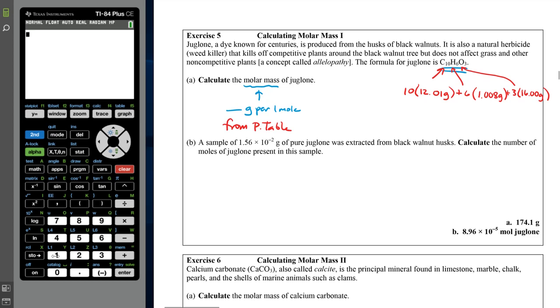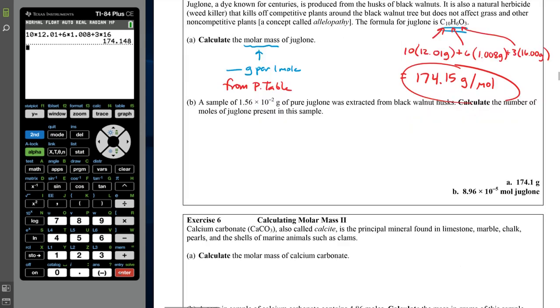All right, let's get that added up. 10 times 12.01 plus 6 times 1.008 plus 3 times 16. Now, if you're one of those people that's doing that in your head and saying, I know 3 times 16 is 48, super, go ahead and punch that in. Juglone: 174.148. 174.15 would be okay. Okay, that's our molar mass for juglone. And we're going to need that number more than likely in one of the questions that would follow here. And it does, in fact, come up in the very next question.